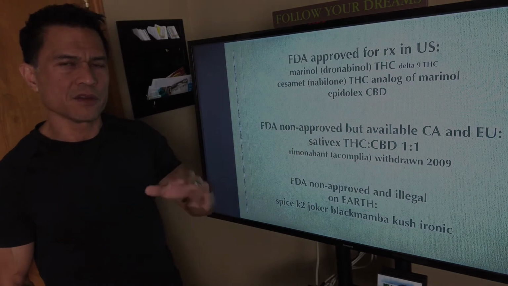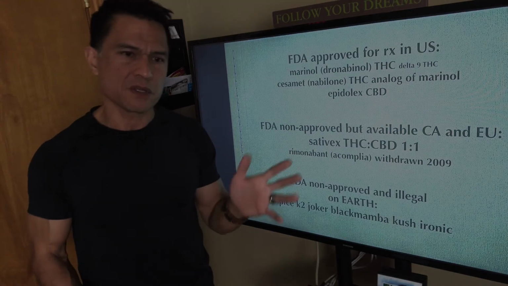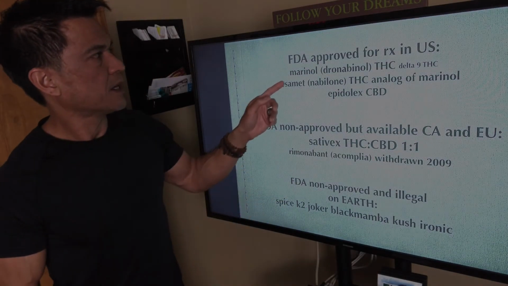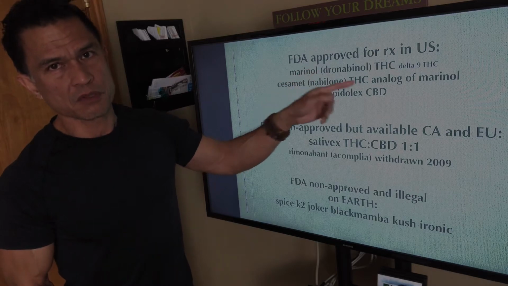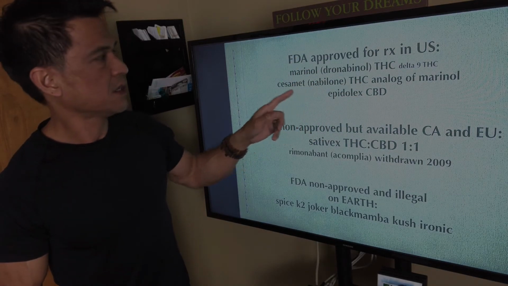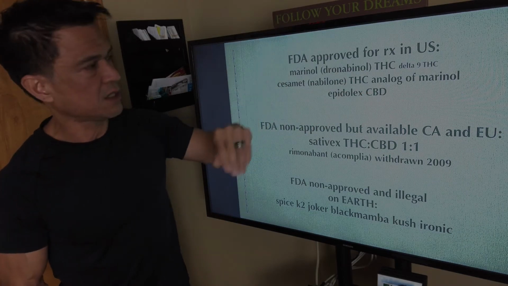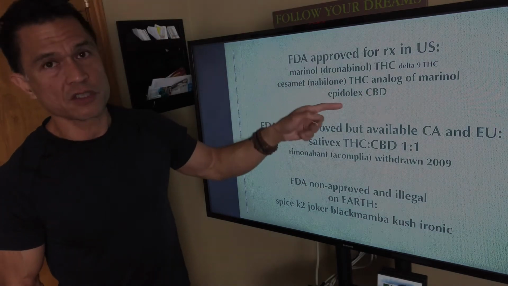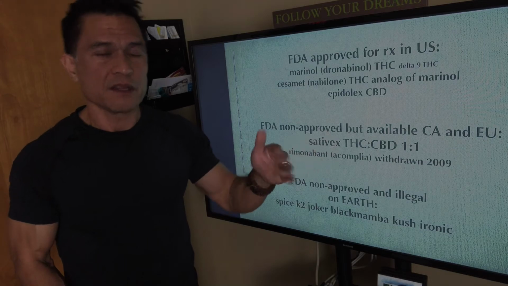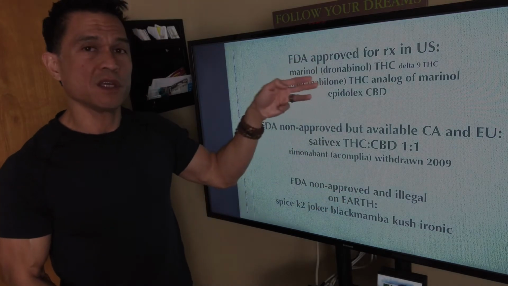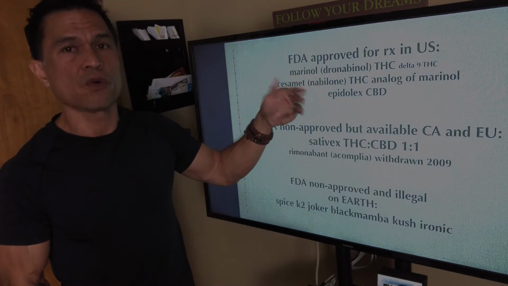They'd rather do their own blend from the street or the medical dispensary. Marinol is dronabinol. It's mostly THC, delta-9 THC. And Cesamet, or nabilone, is also released in the U.S. It's an analog of THC. As I mentioned, Epidiolex is mostly just CBD, purified, I believe, from hemp. So these three are approved for use.